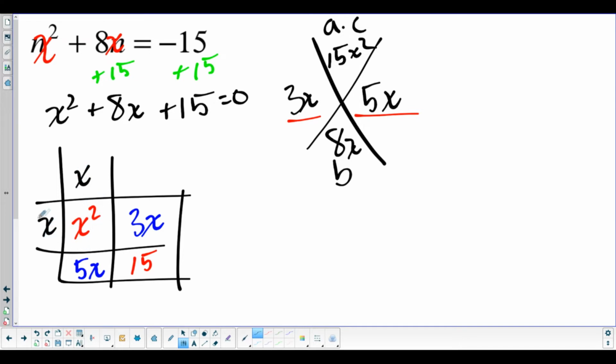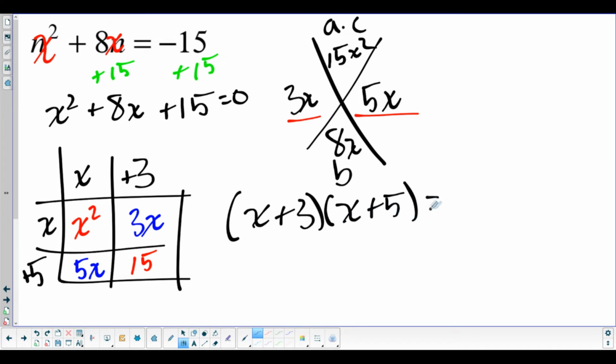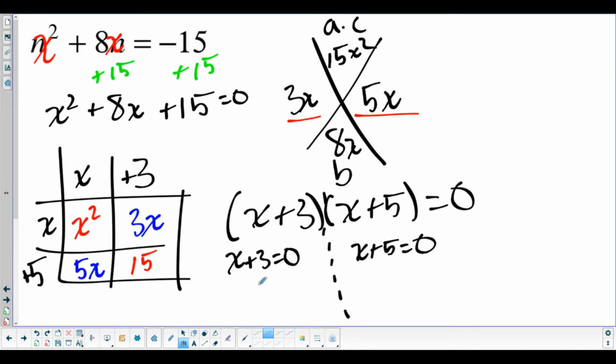X times x is x squared, sorry. And then x times what is 3x? Well, it's got to be plus 3. X times what is 5x? It's got to be plus 5. So then 3 times 5 is in fact 15, which means that I get x plus 3 times x plus 5 equal to 0, which means that x plus 3 equals 0 and x plus 5 equals 0 are the equations I want to solve.